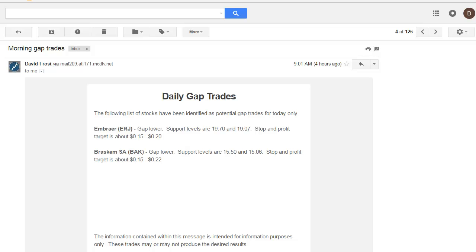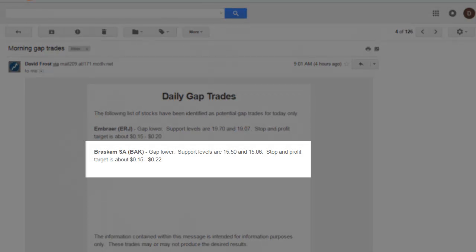When you go over to BAK, you see I say gap lower, support levels are $15.50, and then I give a secondary level below that. Stop and profit target is about 15 to 22 cents. That's a minimum profit target. Let's go back over to BAK and look to see what happened.